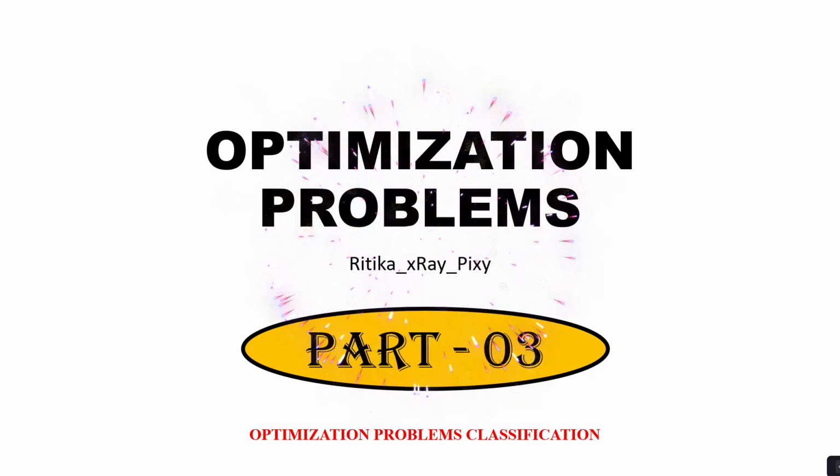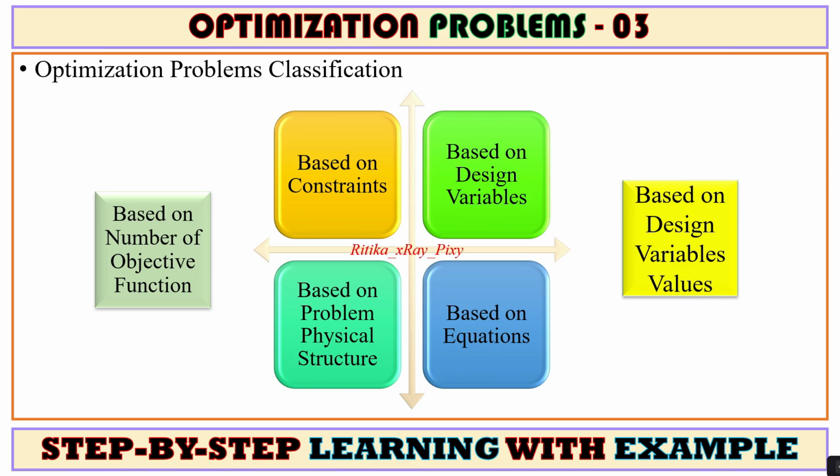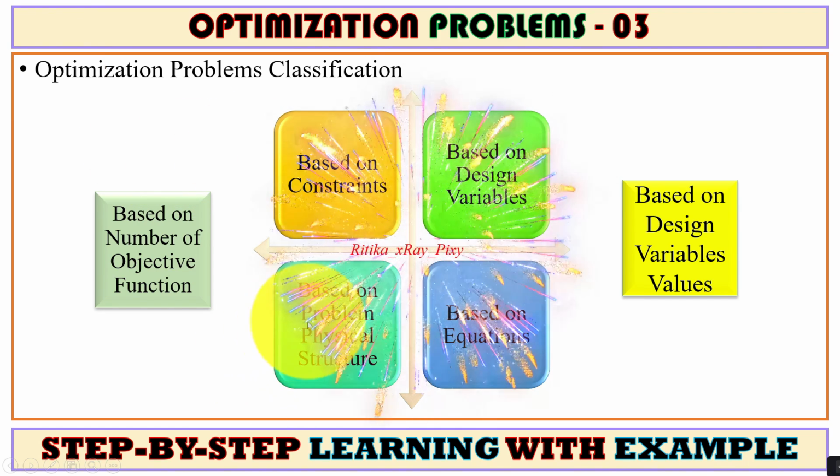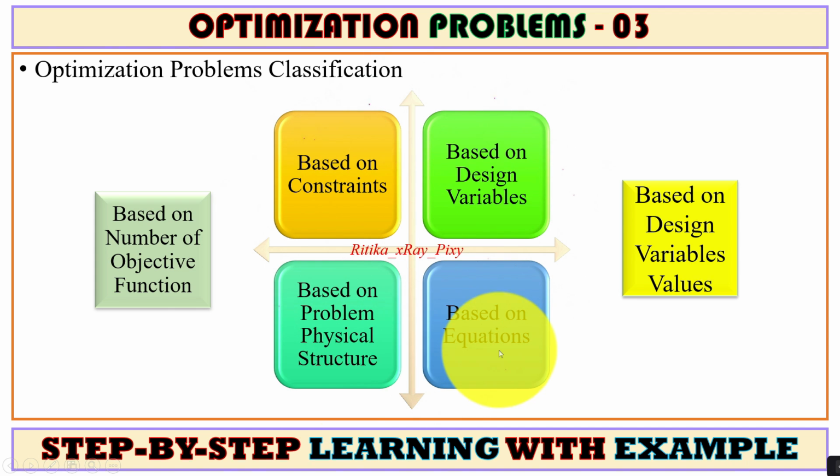This video is based on optimization problems classification. We can classify optimization problems based on constraints, design variables, problem physical structure, equations, number of objective functions, and based on design variables value. Now one by one we will try to understand optimization problems classification based on constraints, design variables, objective function, equations, and other.